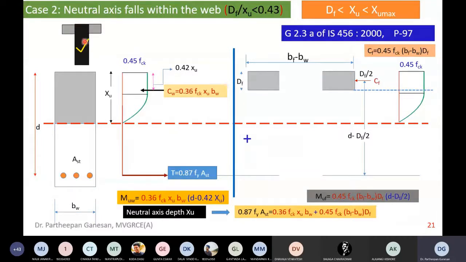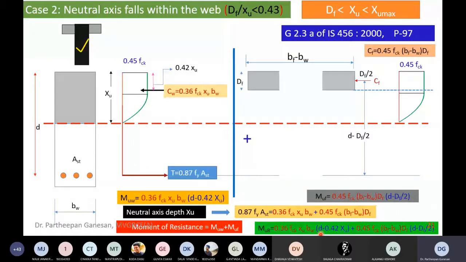Now here you have two different compressive forces, one due to the web portion and one due to the flange portion. If you equate these, you can easily find the value of xu. Similarly, the moment of resistance will be the sum of the moment taken by the web plus the moment taken by the flange. So moment of resistance equals Muw plus Muf. So you will get 0.36 fck xu bw into (d minus 0.42 xu) plus 0.45 fck (bf minus bw) Df into (d minus Df by 2). The addition of these two terms is the moment of resistance.